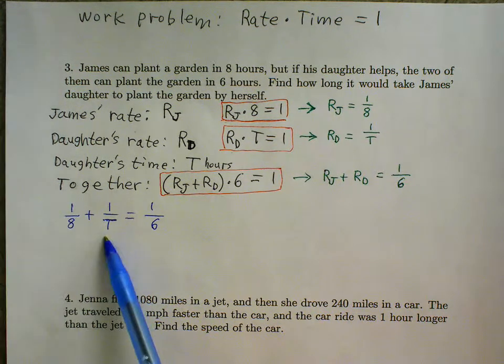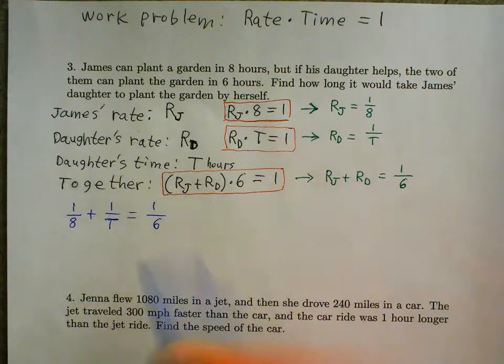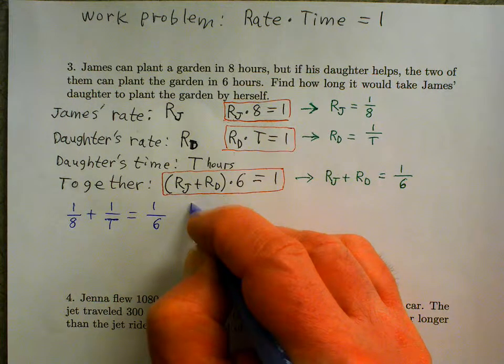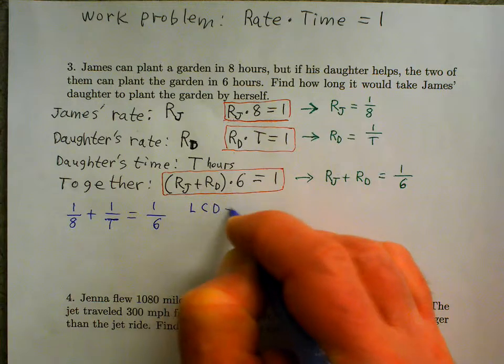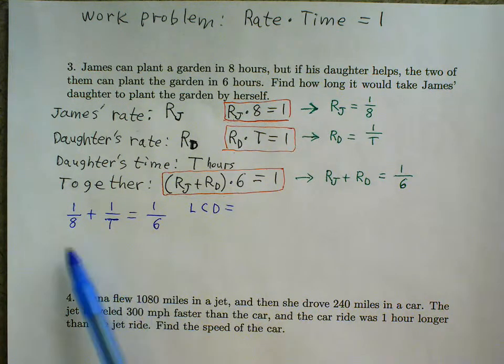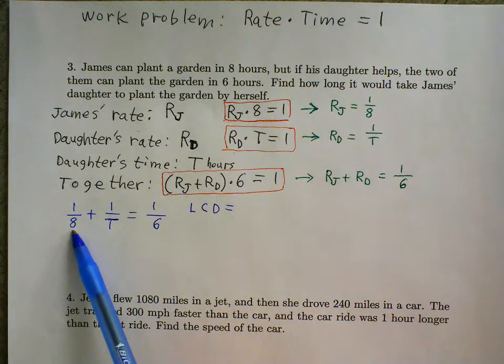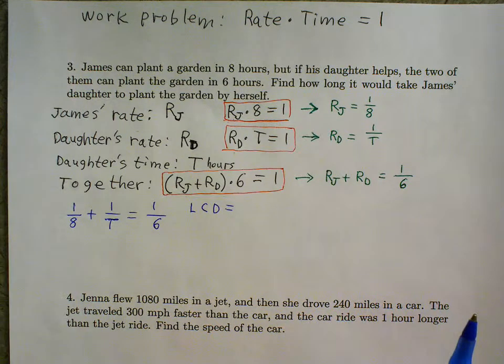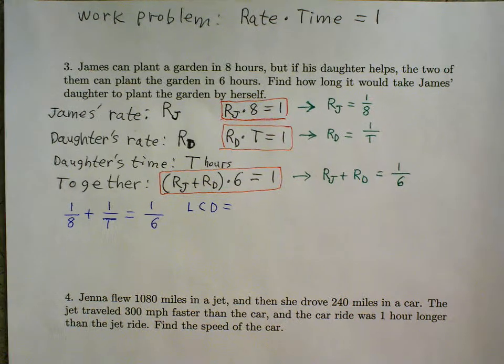Okay, we see that t is in a denominator. So when we solve equations with rational expressions like this, we want to find the least common denominator, and then afterwards multiply every term on both sides of the equation by the least common denominator. Okay, so the denominators are 8, t, and 6. What's the least common multiple of 8, t, and 6?